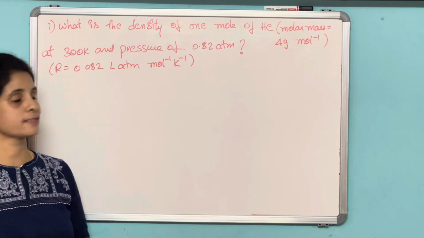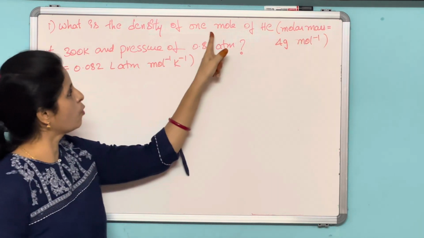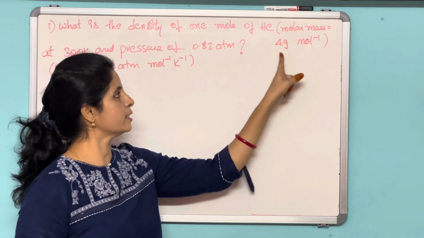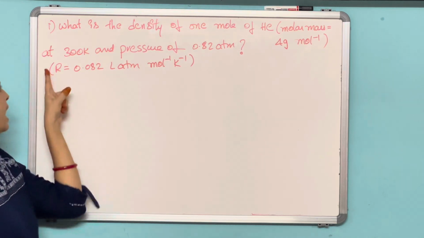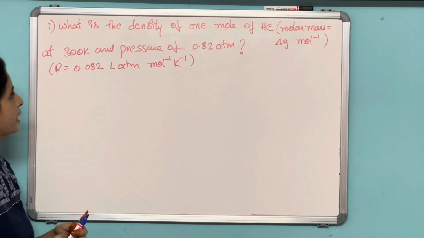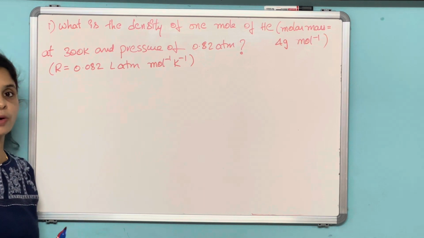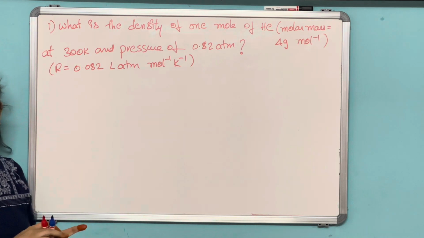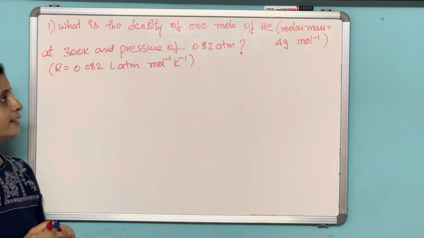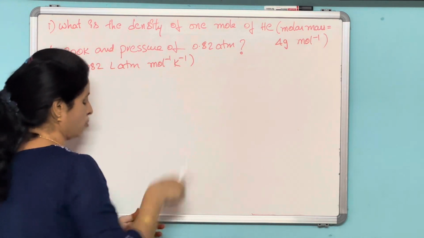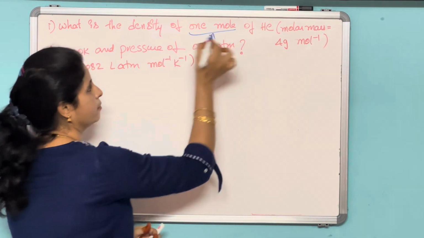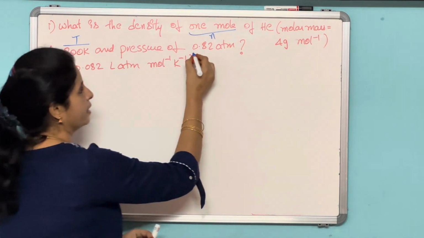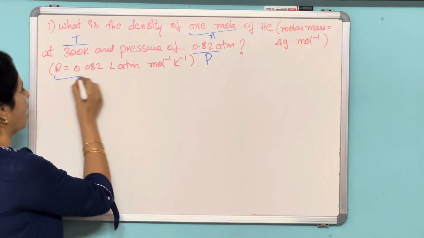This is also from the gaseous state. What is the density of 1 mole of helium, where the molar mass of helium is given, that is 4 grams per mole, and at 300 Kelvin a temperature is given, and a pressure of 0.82 atmosphere is given, and R is the universal gas constant. If you observe the data, 1 mole means here it is n, and also it is T, temperature T, and it is P, and it is R.